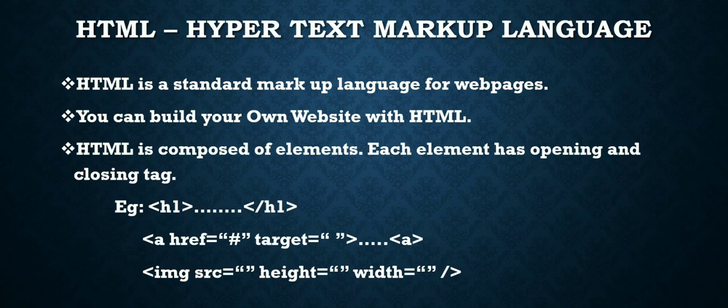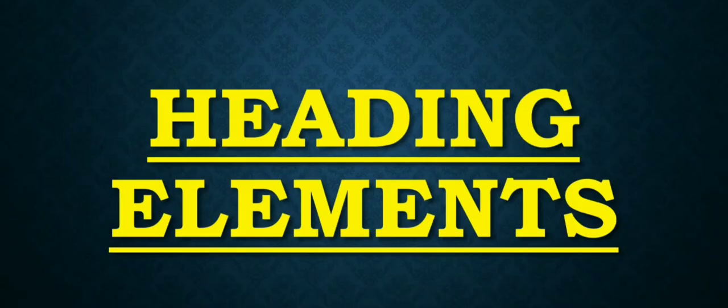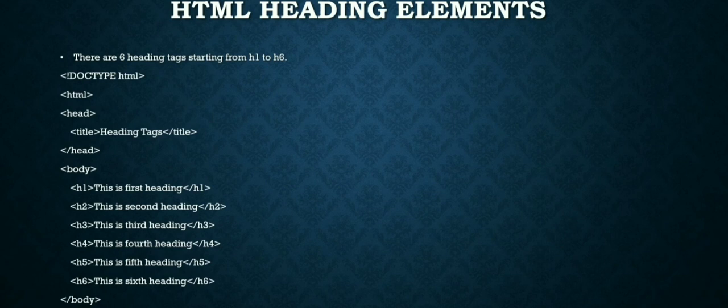Next we are going to study regarding the elements, starting with heading tags. There are 6 heading tags in HTML, starting from H1 to H6. There is a code given here. In the previous video, we have learned that whatever we want to display in the web page will be written inside the body tag. In the body tag, you can see here all the heading tags have been used.